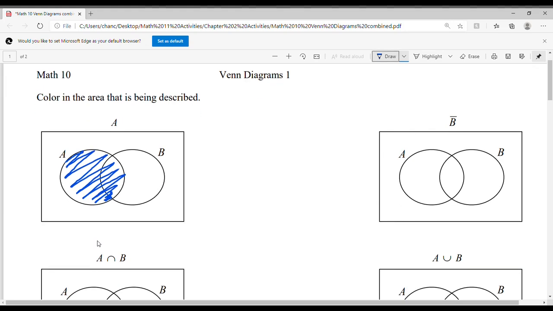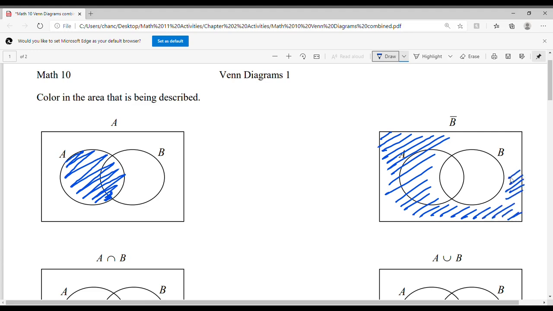For the second example, I want to find B complement. B complement is everything except B. So I'm going to shade the entire universe except B. Everything except the circle for B. And this is our shaded region.